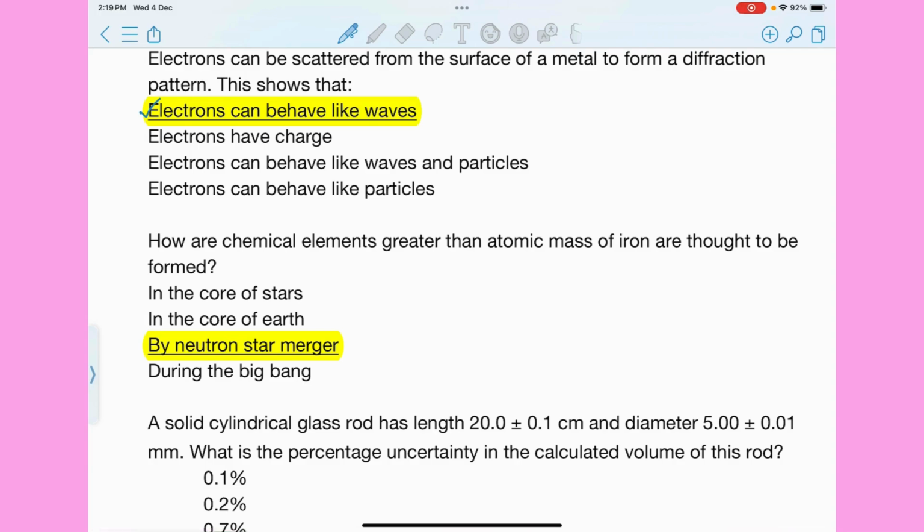The next question says, how are chemical elements greater than the atomic mass of iron thought to be formed? Okay, so this is formed by a neutron star merger and a supernova explosion.